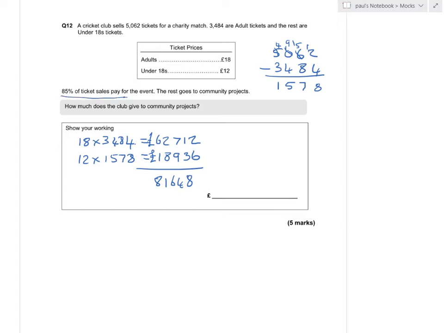Now, 85% of the ticket sales pay for the event, the rest goes to community. So there's no point working out 85% and taking it away. If 85% go to the event, then there'll be 15% left over. So if we just work out what 15% is, we'll get our answer straight away. So that times 15 divided by 100 is 12247.20.